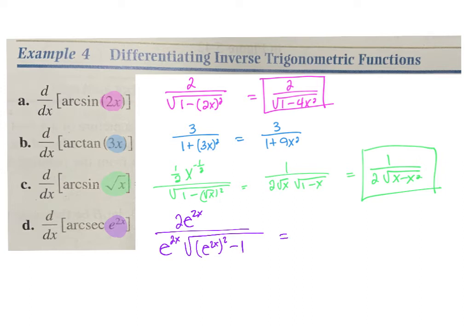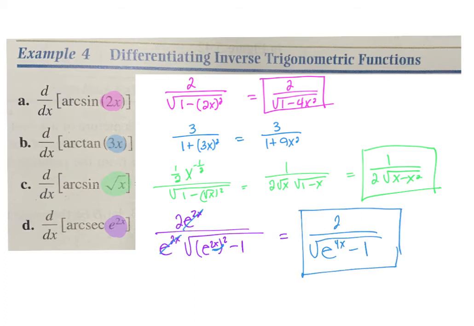You can do some simplification here. So here, my e to the 2x's will cancel, right? And then we can simplify that 2x squared. You just multiply these. Remember, a power to a power, you just multiply. So it's e to the 4x minus 1.